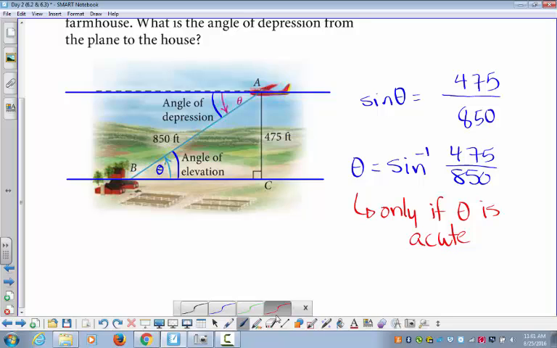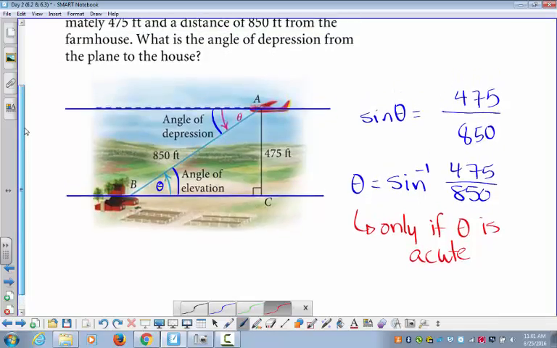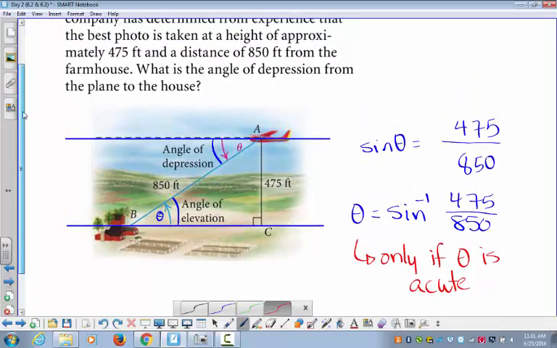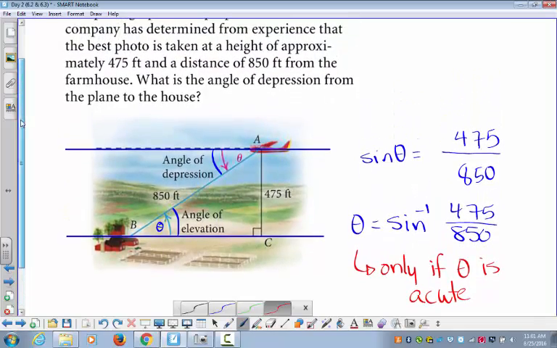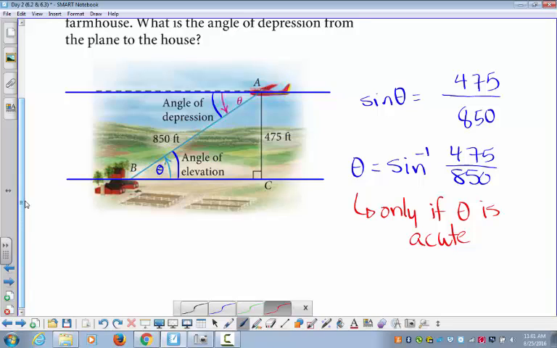So now, as long as we're in degree mode, we type that in. And let's see, does it say what to round it to? It just says, what is the angle of depression? So these are big numbers here. Let's just round to the nearest degree. So what do we get? 34 degrees. There we go. 34 degrees.